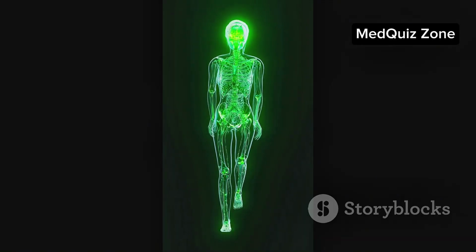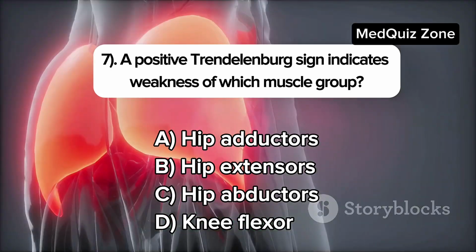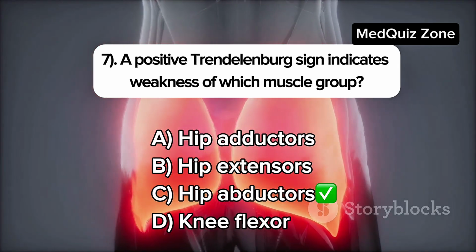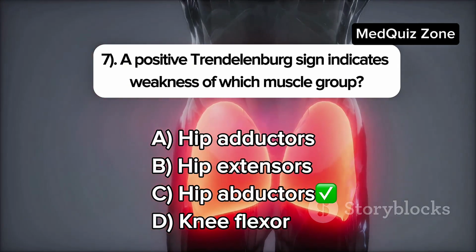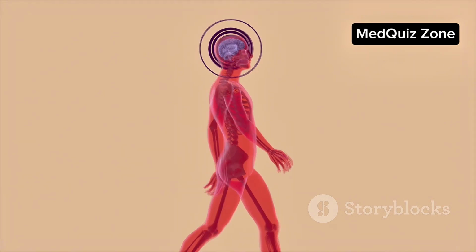Question 7. A positive Trendelenburg sign indicates weakness of which muscle group? The answer is weakness of the hip abductors, specifically the gluteus medius and gluteus minimus muscles of the standing leg. The Trendelenburg sign is an important indicator of hip abductor function.